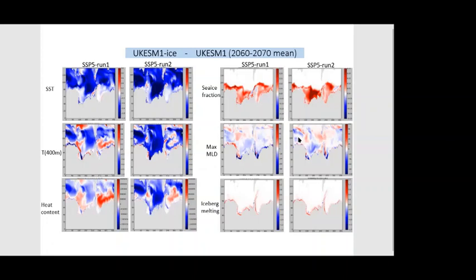Yeah, I think I don't show it on purpose because in the two members, the first member showed that the bottom salinity is more saline, whereas the second one is much more fresh. So we need to submit more members for that. So yeah, I can't draw any conclusion yet.